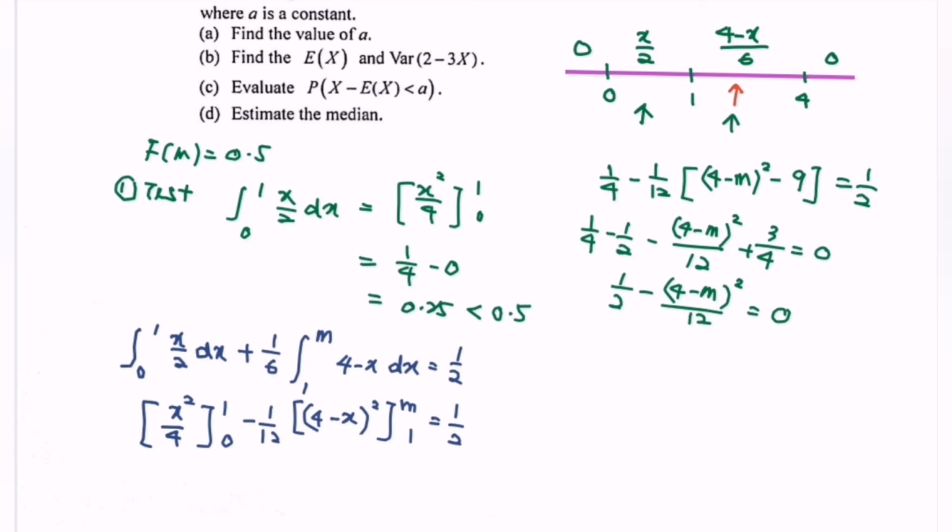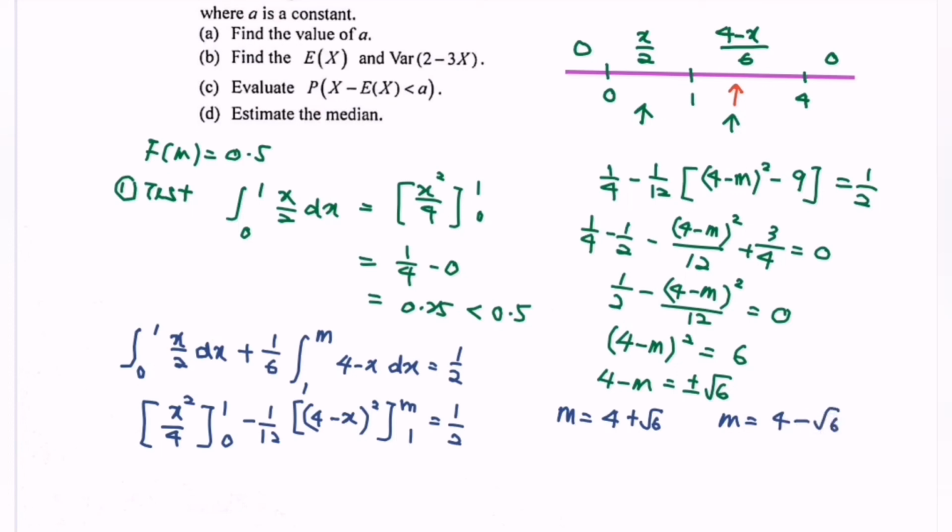So we will have (4 minus m) squared equals 6. So 4 minus m equals plus or minus the square root of 6. So in conclusion, we have m equals 4 plus the square root of 6, or m equals 4 minus the square root of 6.